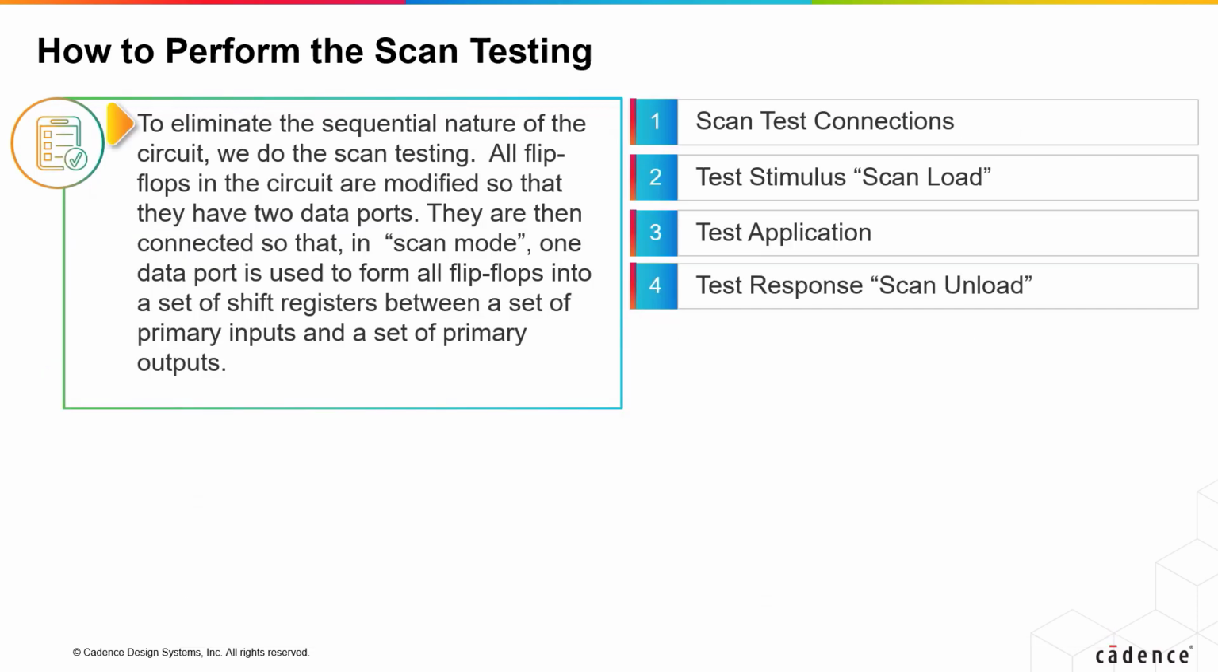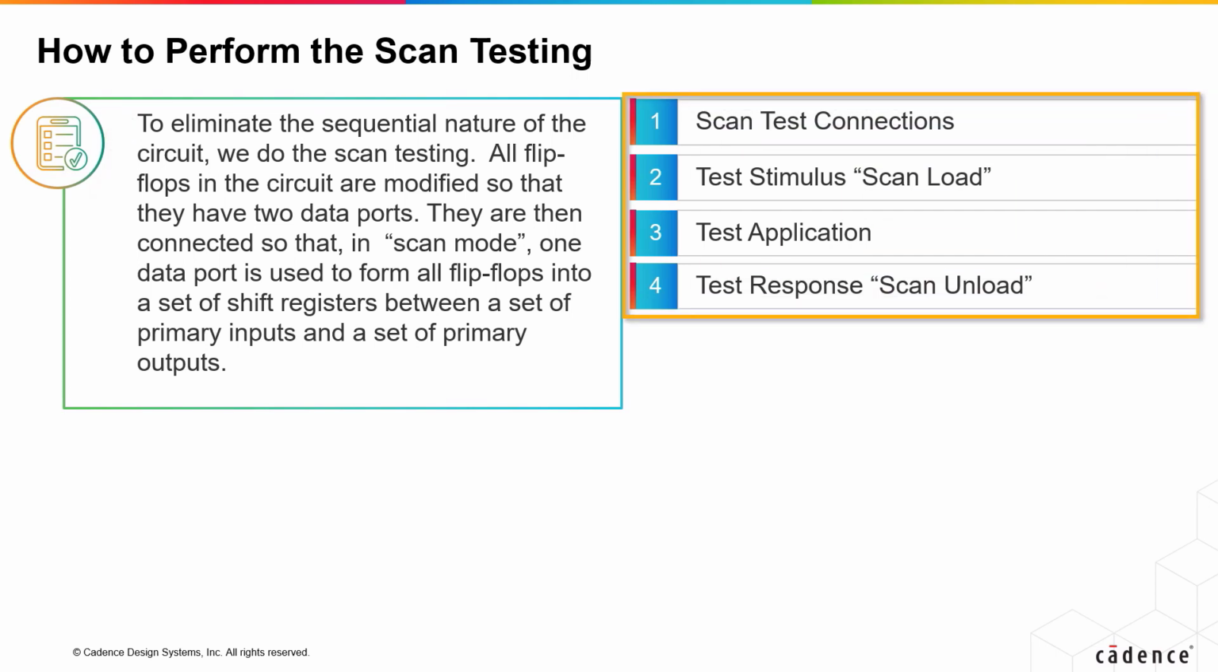To eliminate the sequential nature of the circuit, we do the scan testing. All flip-flops in the circuit are modified so that they have two data ports. They are then connected so that, in scan mode, one data port is used to form all flip-flops into a set of shift registers between a set of primary inputs and a set of primary outputs. Here, we will discuss how to do the scan testing to test the design.